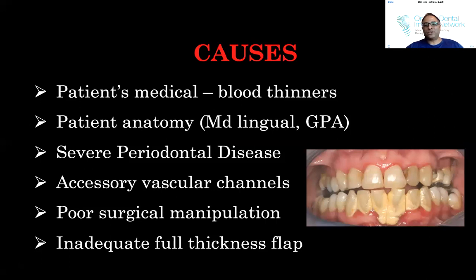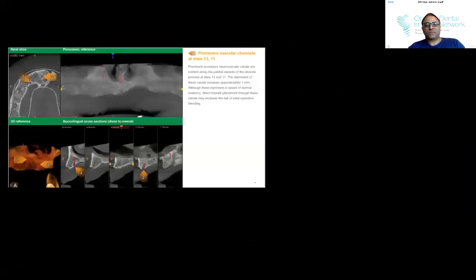Poor surgical manipulation. So we just really have not been kind to the tissues, or we've done these periosteal releases where I see like 9 or 10 cuts. You just keep cutting and cutting and cutting. There's no thought into what you're doing, and as a result, you just get bleeding and bleeding and bleeding. Or an inadequate flap. If you have a partially reflected flap and there's still tissue tags all over, you'll still get a lot of bleeding from that area. So keeping things clean is really important.